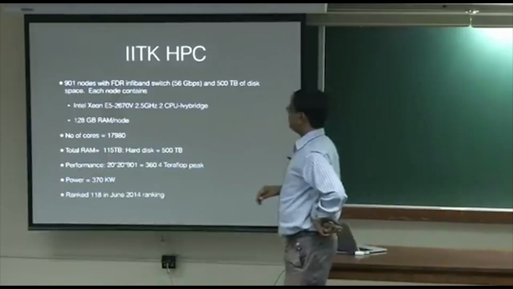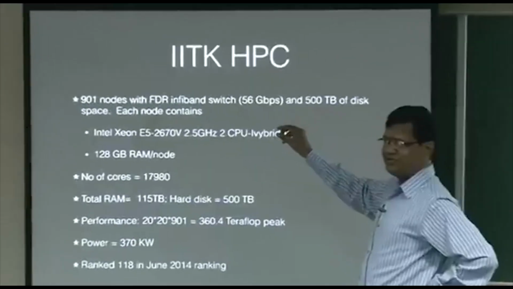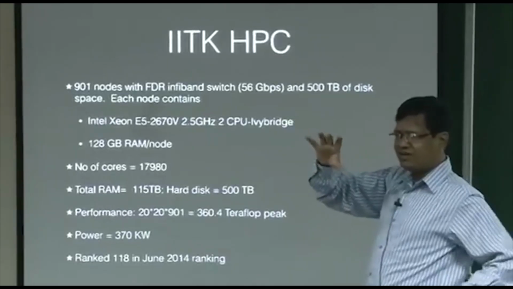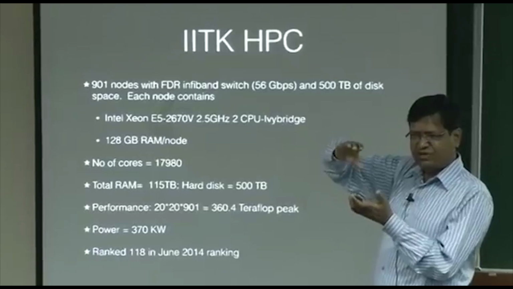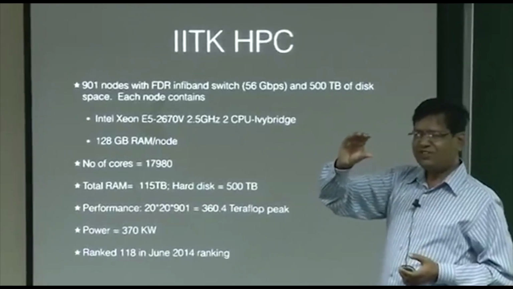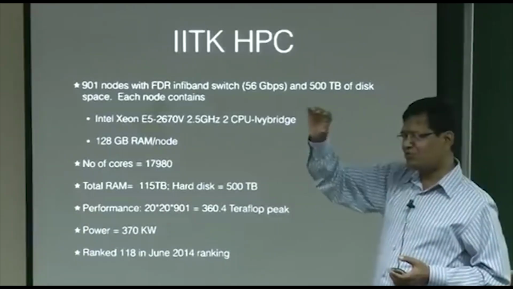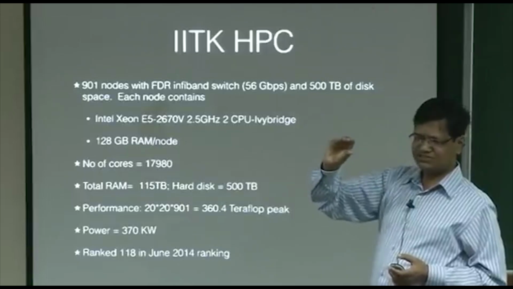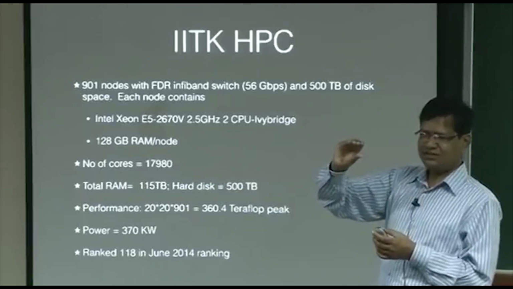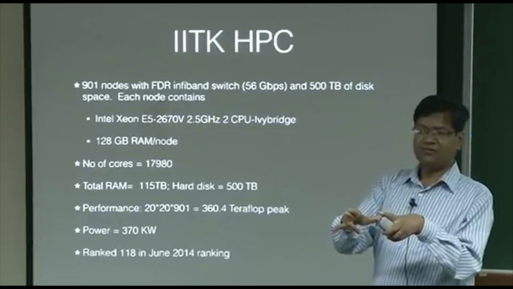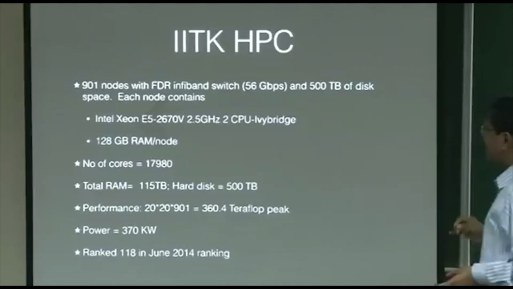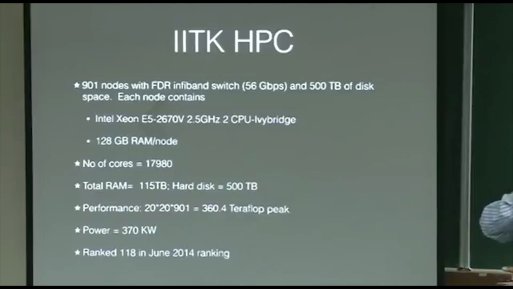There is this word called nodes. Each node has more processors. You can think of each node as one motherboard sitting there with some more stuff. It is like a box this thick, the size of a diary. That is called a node. There are 901 nodes in our machine here.